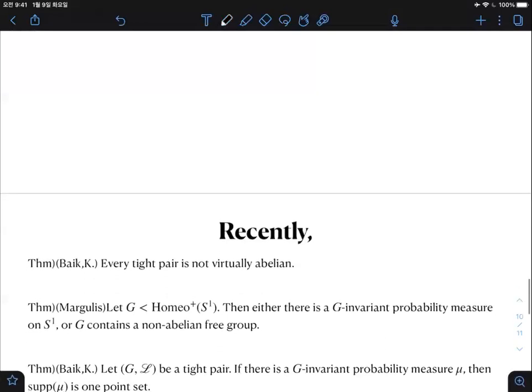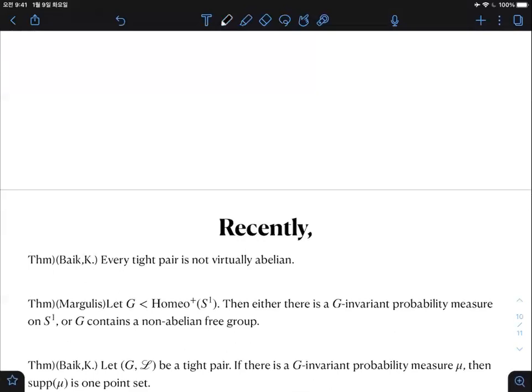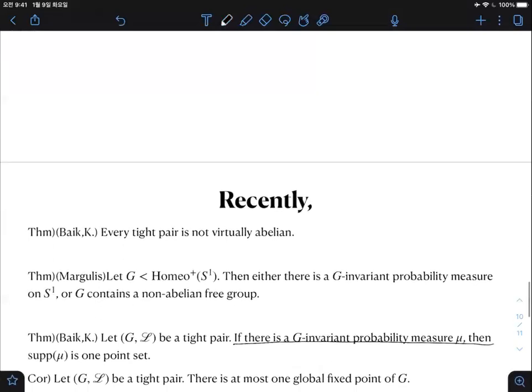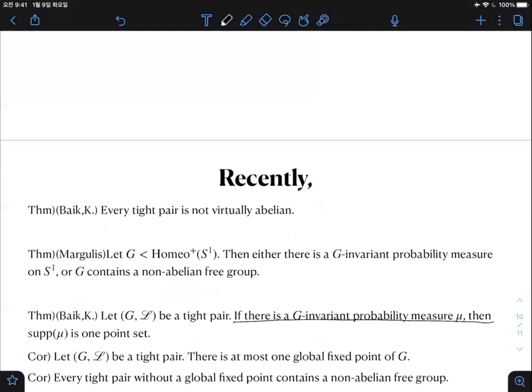So first, we showed that if there is a G-invariant probability measure, then the support must be a one-point set. So from this theorem, we can get the following corollary immediately. The corollary says a type pair has at most one global fixed point. So if a type pair does not admit a global fixed point, then the type pair contains a non-abelian free group. This is a corollary from the previous corollary and the theorem of Margulis.